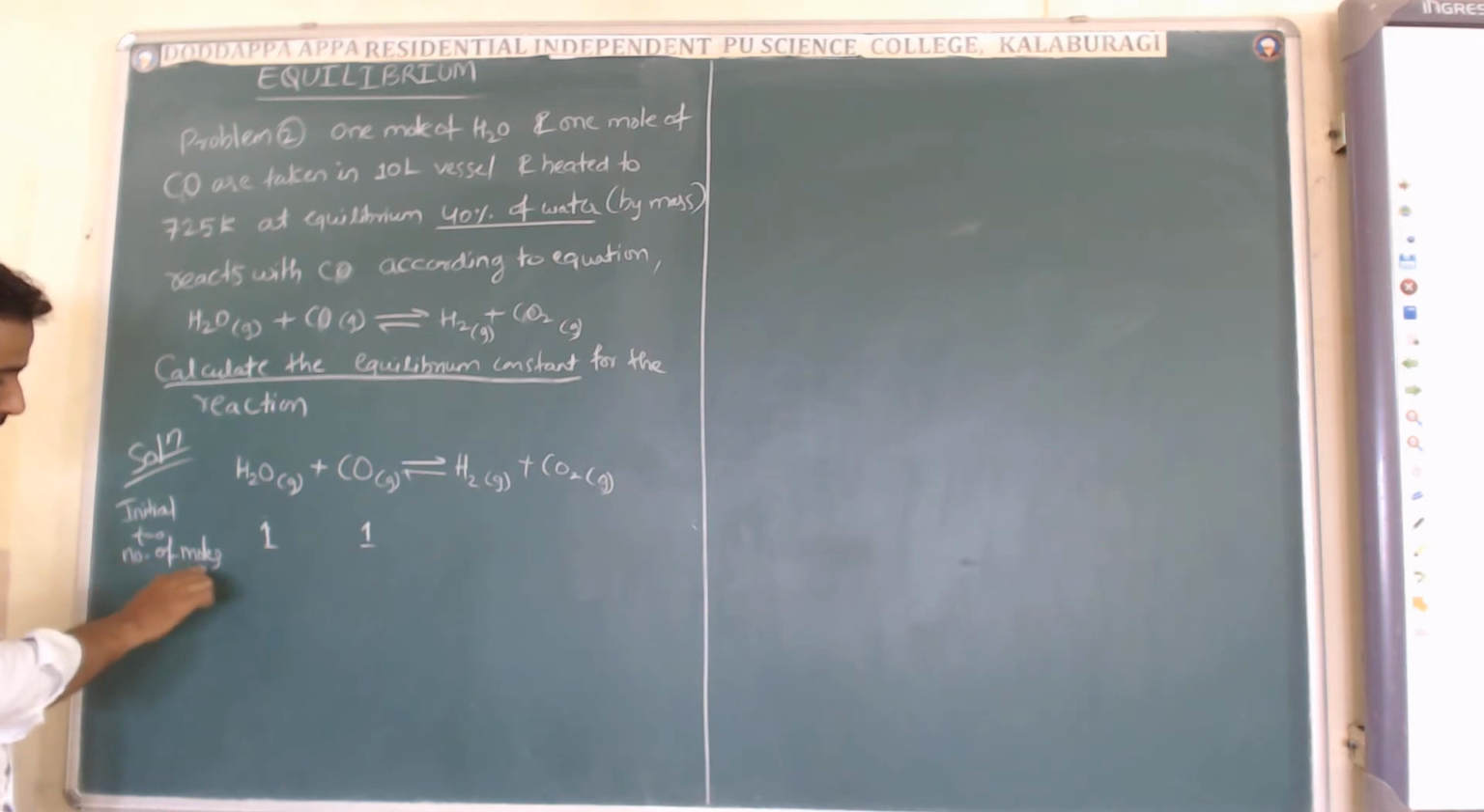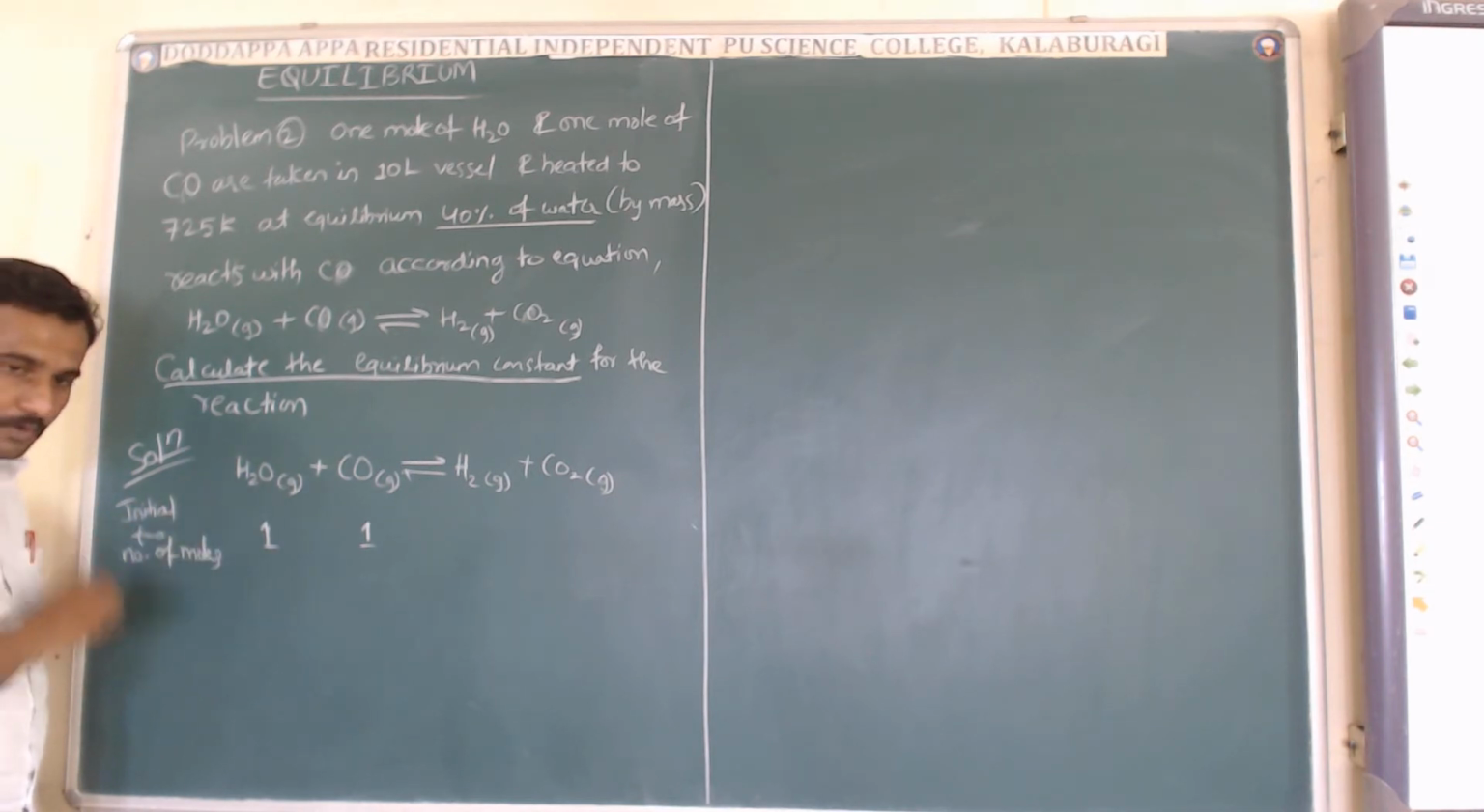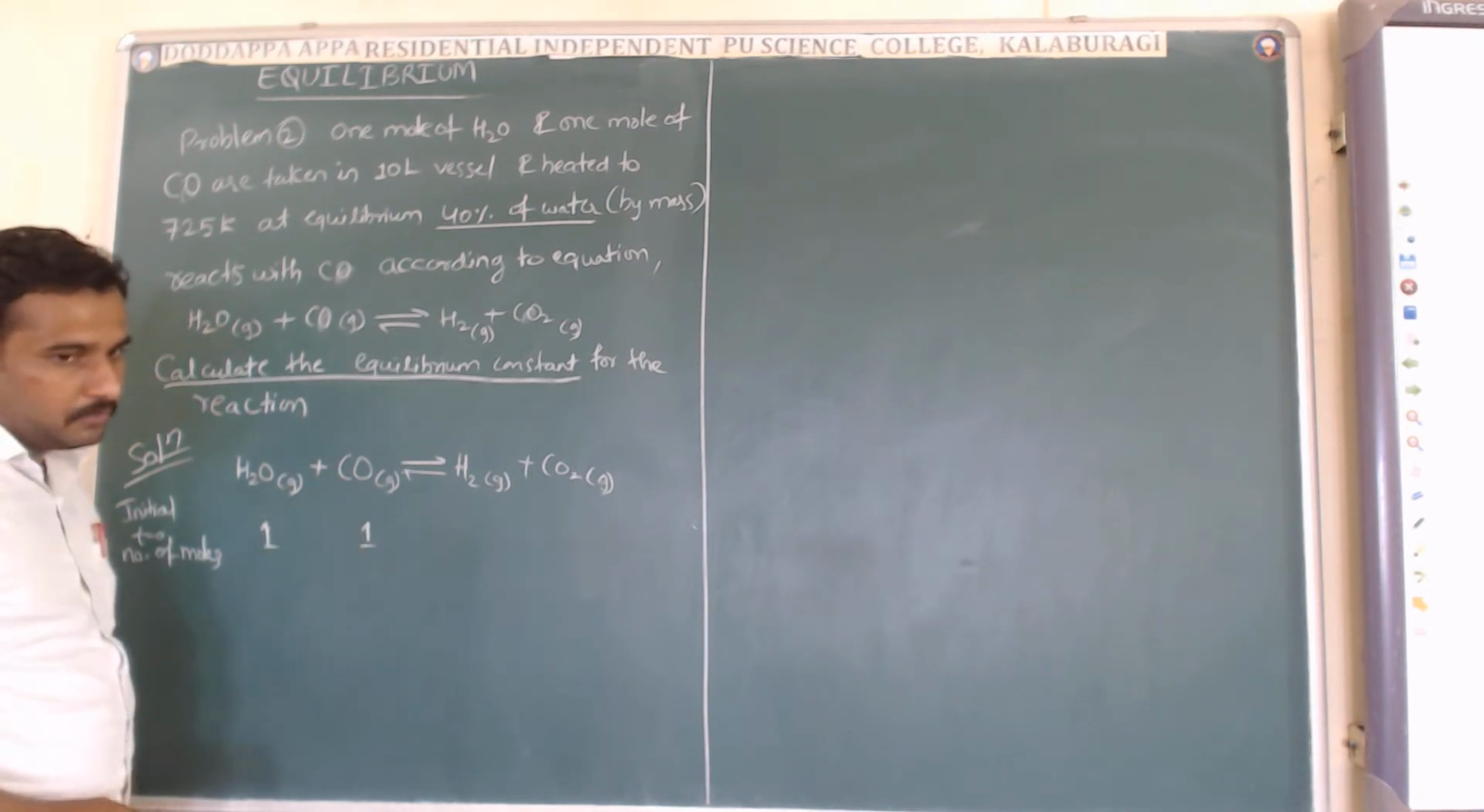We are given the number of moles. Initially, at T equal to 0, how many moles are there in the reactants? Water is 1 mole and carbon monoxide is 1 mole.